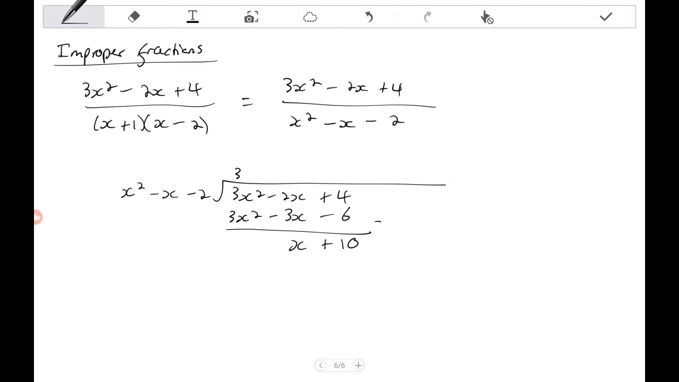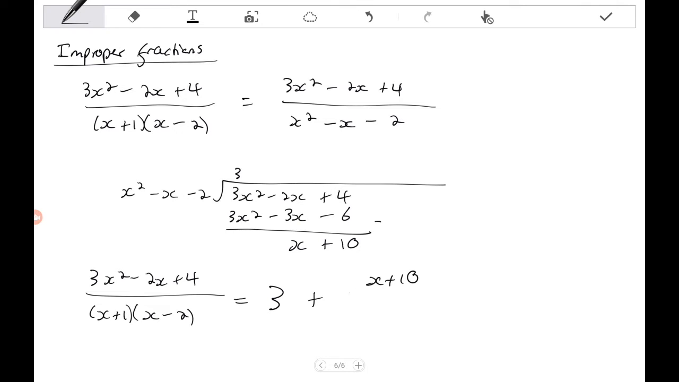Just like so, and then this means that you can rewrite the fraction (3x squared minus 2x add 4) over (x plus 1)(x minus 2) as 3 add (x add 10) over (x squared minus x minus 2). And now you can apply partial fractions to this fraction that's left over because it's now a proper algebraic fraction. This is fine, you can do it this way and it will work.